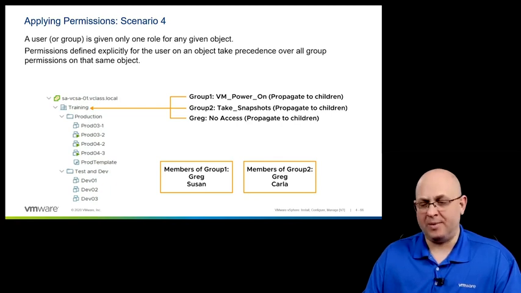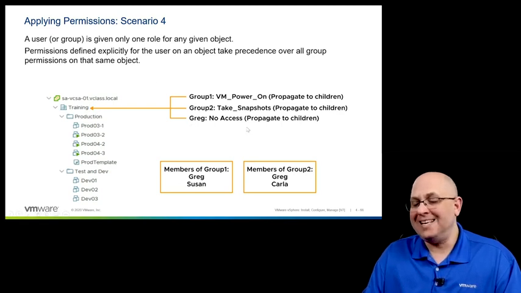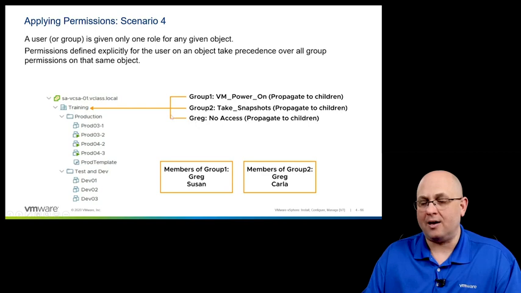Finally, we have one other permission, one other rule that says a user or group is given only one role for any particular object. Permissions defined explicitly for a user on an object take precedence over all group permissions on that same object. In other words, if we explicitly assign a permission to Greg that says no access on the training data center, then it doesn't matter whether Greg is a member of any groups, okay? Because we explicitly say Greg, that is the permission that Greg will have.